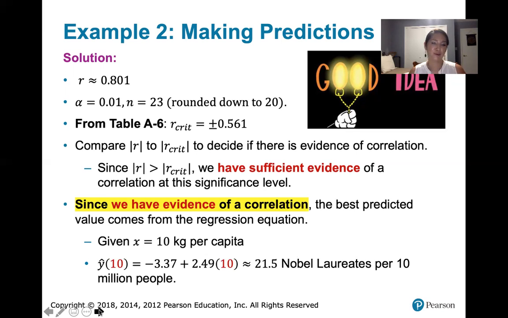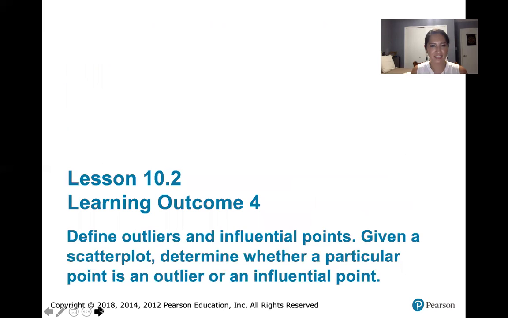Now, if we actually knew how many Nobel laureates that country had, we could compare and find out if this model was any good, at least for X equals 10. But in the absence of information, we just know that this should be a good model because we have sufficient evidence of a correlation at this significance level. So that's it for our discussion of predictions using the regression model when appropriate and using Y bar, the sample mean, when not appropriate. In the next video, we'll talk about outliers and influential points and whether a particular point is an outlier or an influential point when you have a scatter plot.